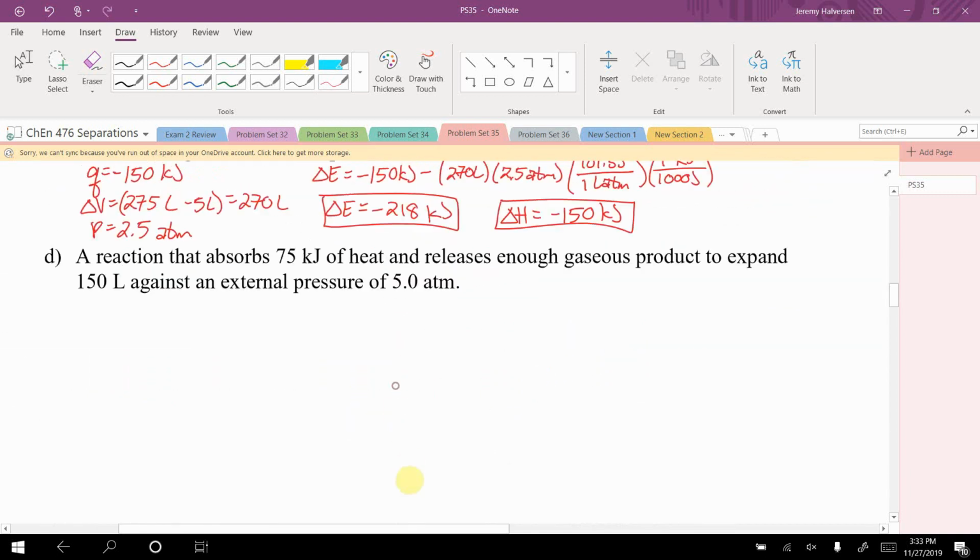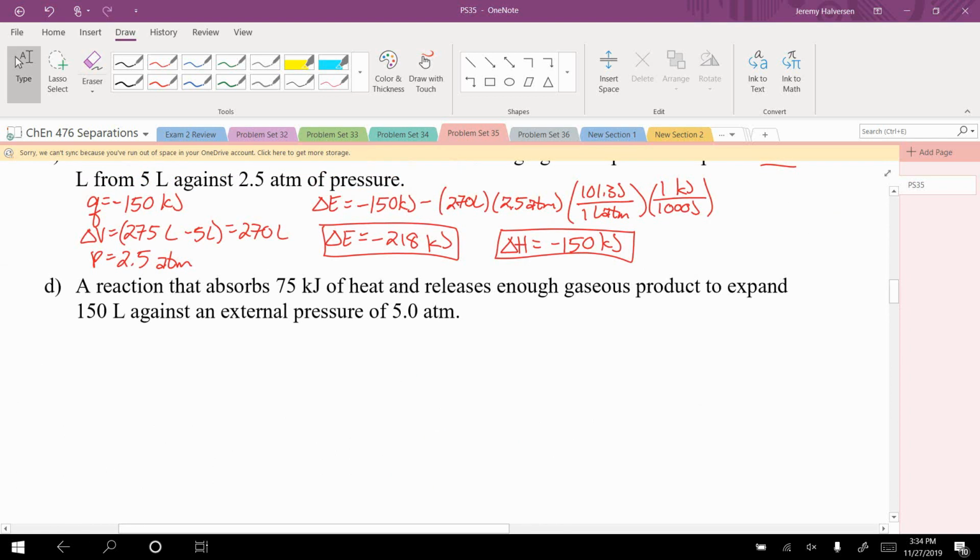All right, because we haven't had enough of it, let's do another one. Reaction that absorbs 75 kilojoules, so Q is going to be positive 75 kilojoules because that's absorbed. Releases enough gaseous product to expand 150 liters, so they're just giving us the delta V here. It's positive 150 liters against an external pressure of 5 atmospheres. Delta E equals Q minus P delta V.